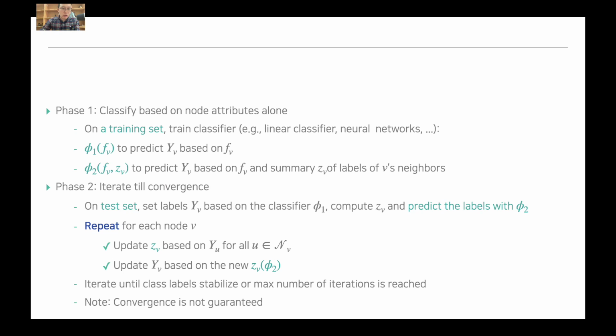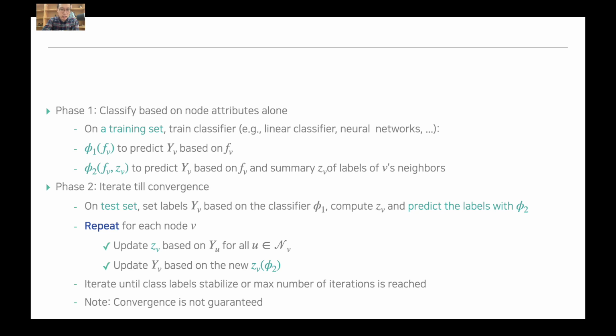So in summary, in phase 1, we classify based on the node attributes using two classifiers, which were explained just before. For training the classifier, we have multiple options.